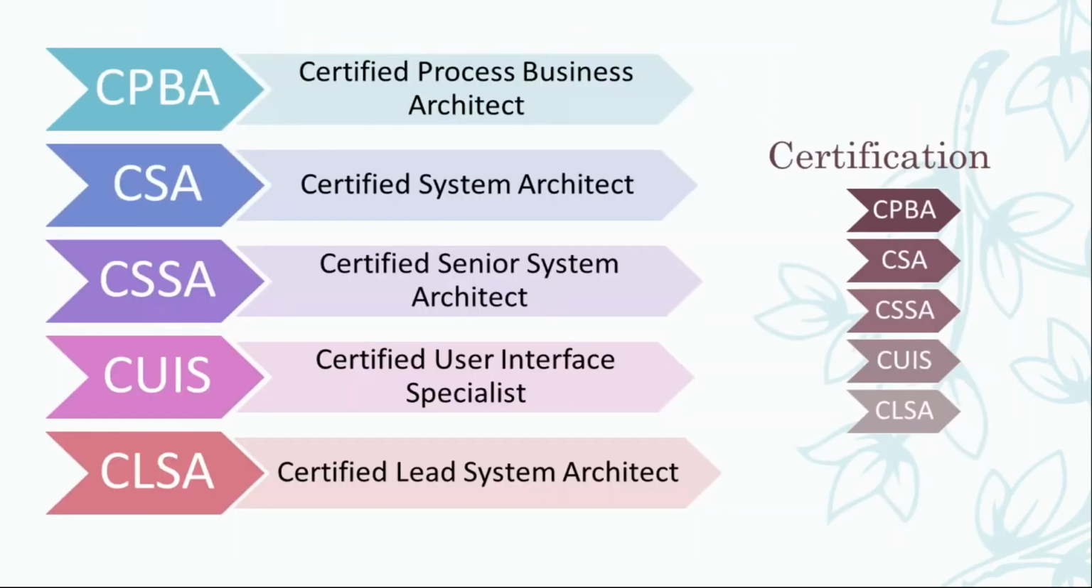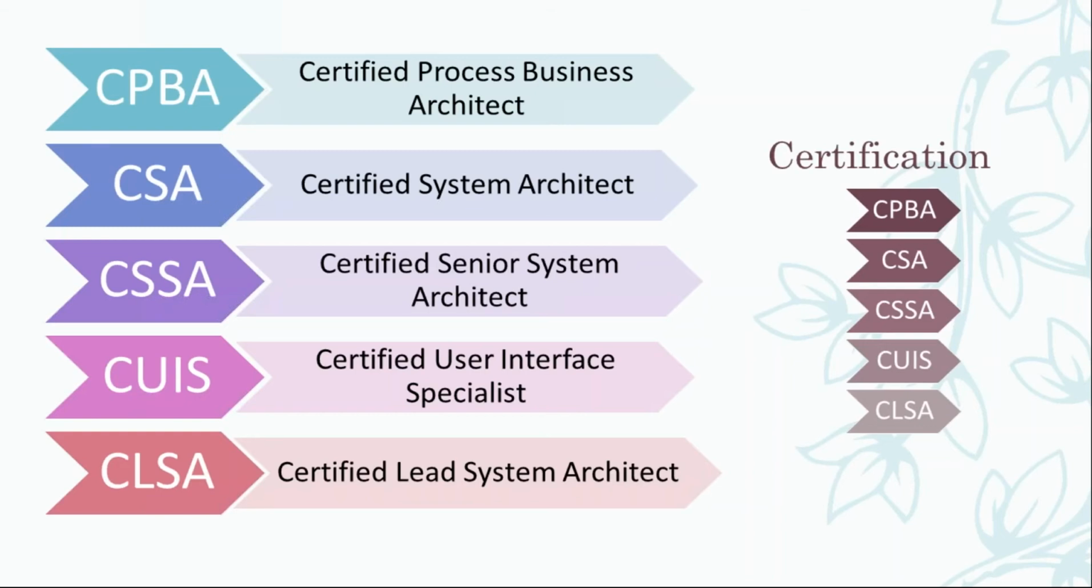About the certification. Pega provides a lot of different certifications. I have listed the business level and developer level ones. The CPBA is Certified Pega Business Architect. It was wrongly written; it should be changed. So it is Certified Pega Business Architect and CSA, Certified System Architect. These two certifications mainly focus on the fundamentals of Pega 7.